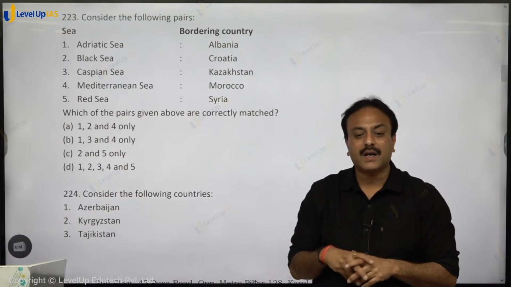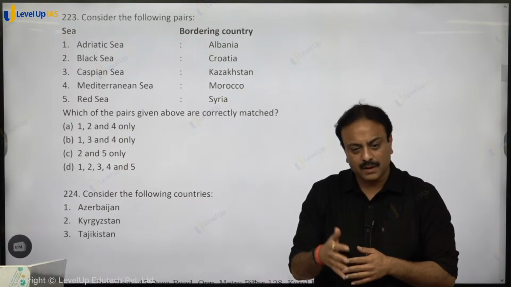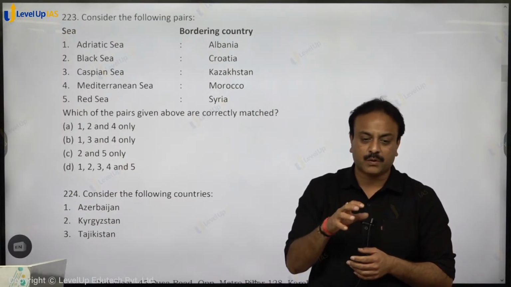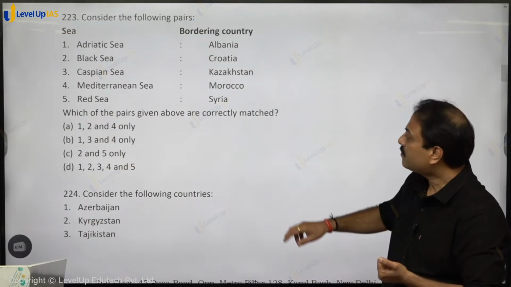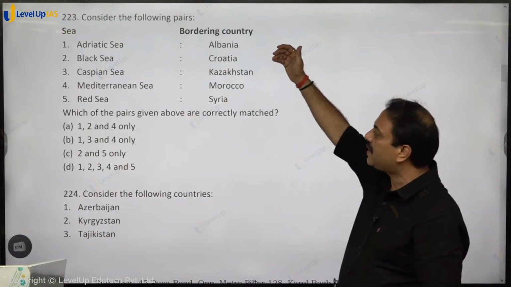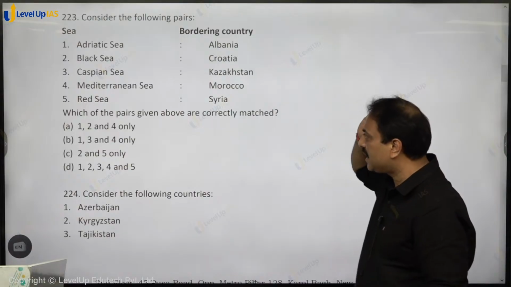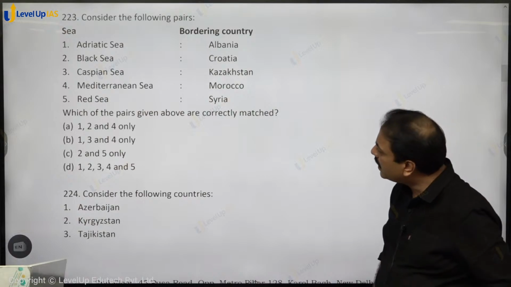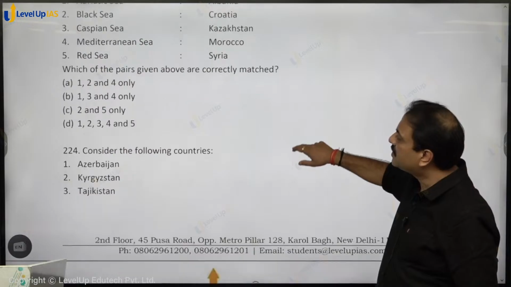Gulf and Bay are smaller denominations for a water body. Sea is a major denomination. So all Gulfs and bays which are present in a particular sea are part and parcel of that sea only, right? So Red Sea is having Syria? No. So what are the correct options here? Adriatic Sea, Albania, correct. Black Sea, Croatia, wrong. Caspian Sea, Kazakhstan, correct. Mediterranean Sea, Morocco, correct. So 1, 3 and 4. Option B for boy shall be the right answer.